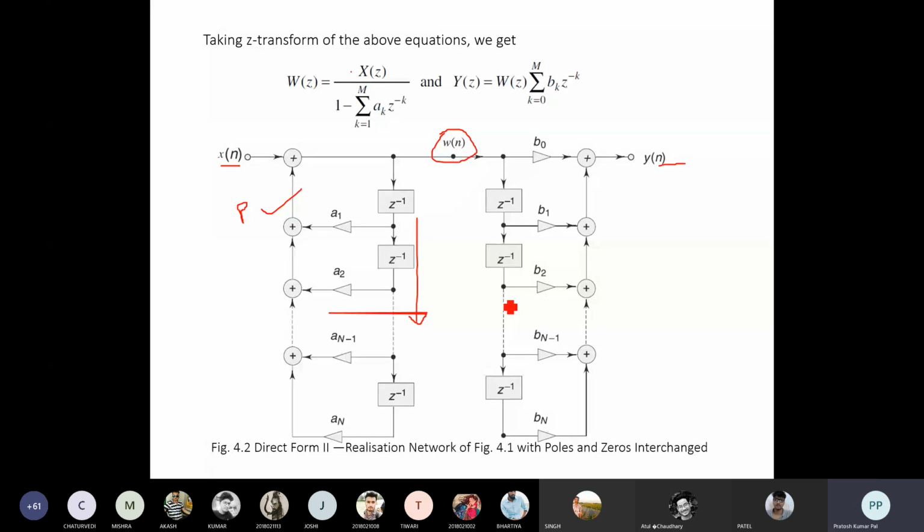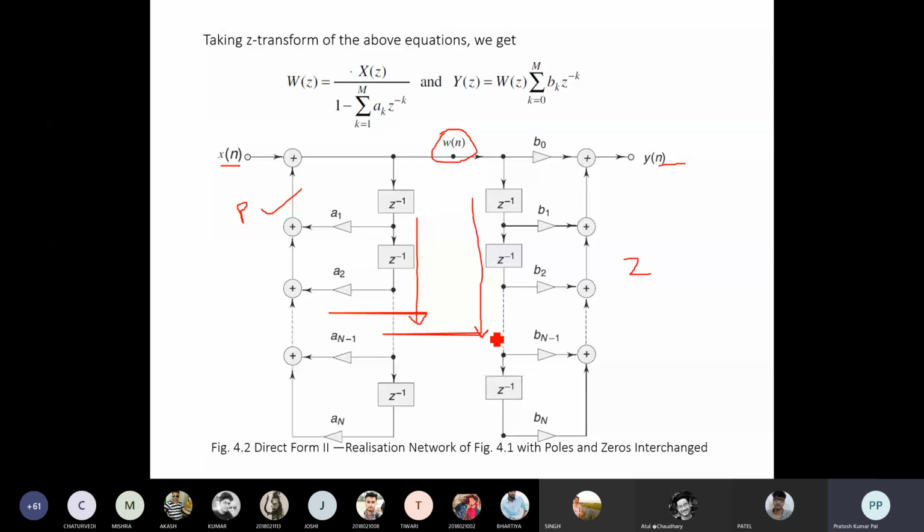Similarly, on the zero side also, we are using the delayed version, and that delayed version is of w of n itself. So w of n is delayed to obtain the delayed versions of w of n. So in direct form 2 we can see that in the poles and also in the zeros, we are going to use the delayed version of w of n.